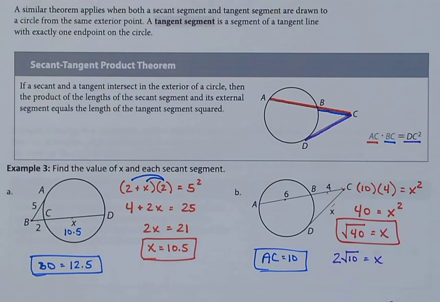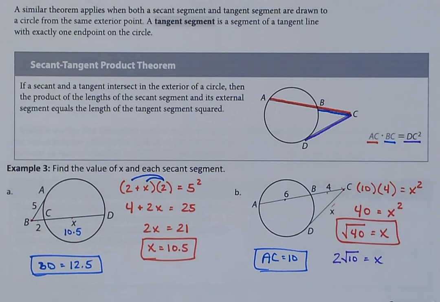All right, so with that said, that is it for example 3 on using the secant tangent product theorem. So through today's lesson, we have talked about that chord product theorem back in example 1, where the two chords intersect and it forms 4 different segments. You multiply the 2 parts of each chord and set them equal to each other. Then we talked about the secant product theorem in example 2, where you take the length of the secant times its external part, set it equal to the other secant and its external part.